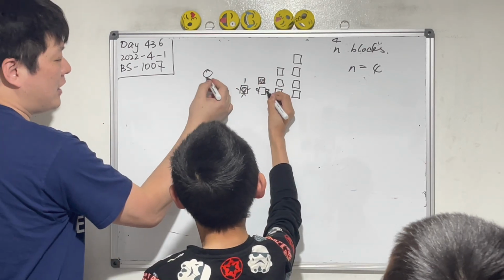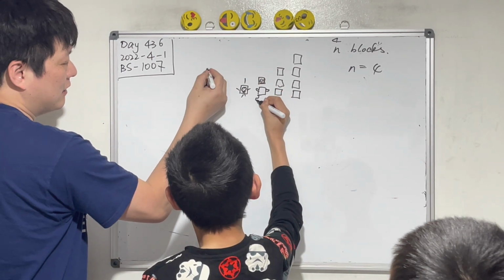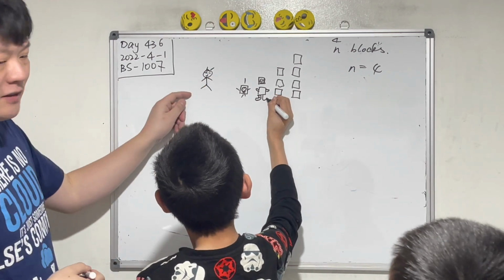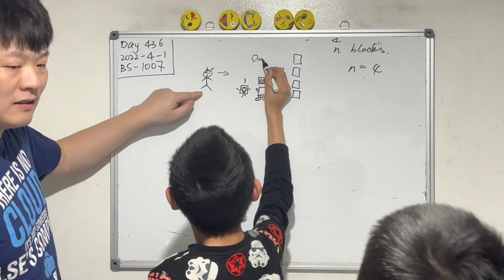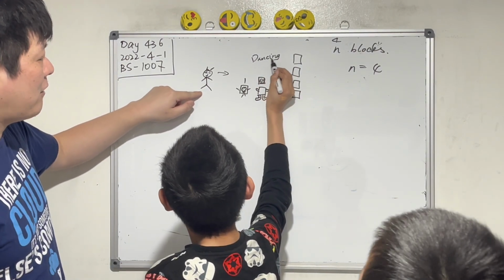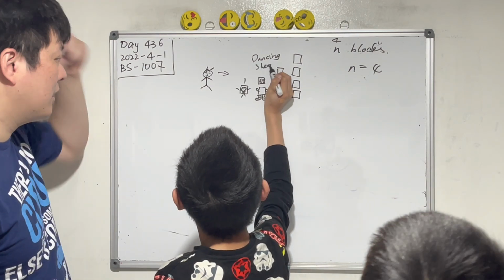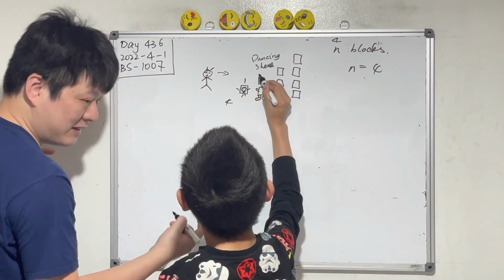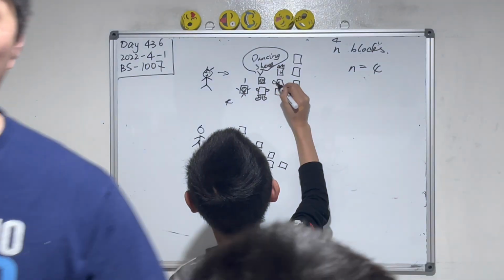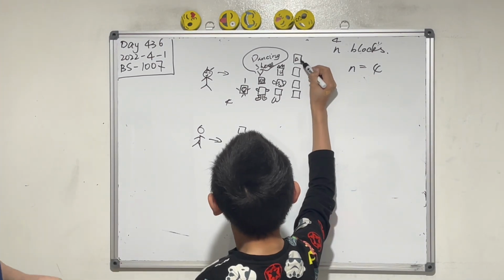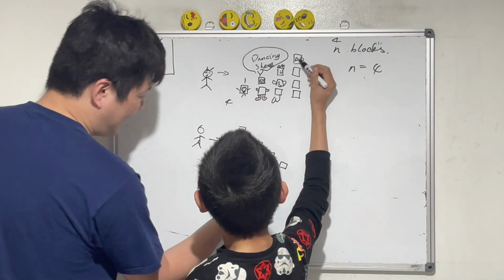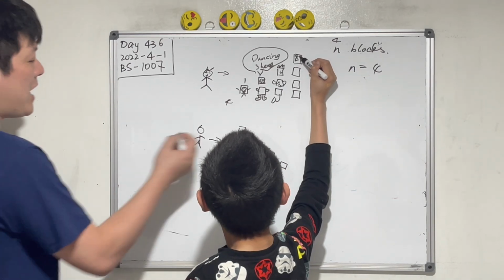Okay, if you are standing on the left and looking to the right, how many blocks can you see? All of them, 4. Right, exactly. So how about this? If you are standing on the other side and look to the right, how many blocks can you see? Just 1, exactly.